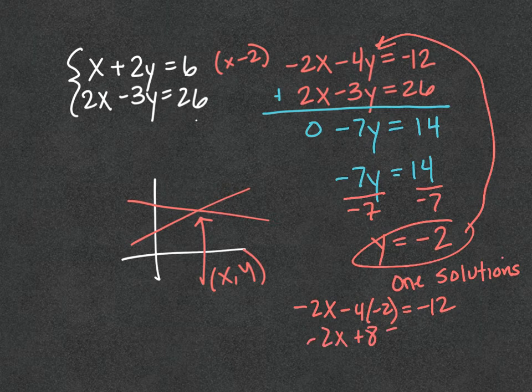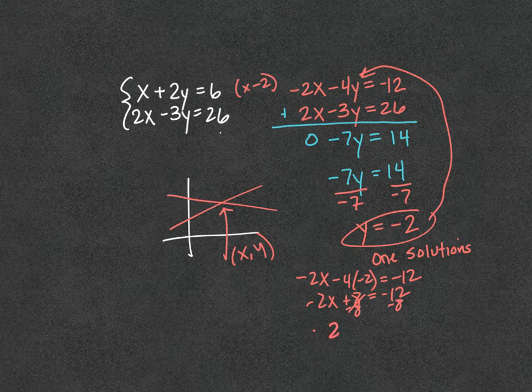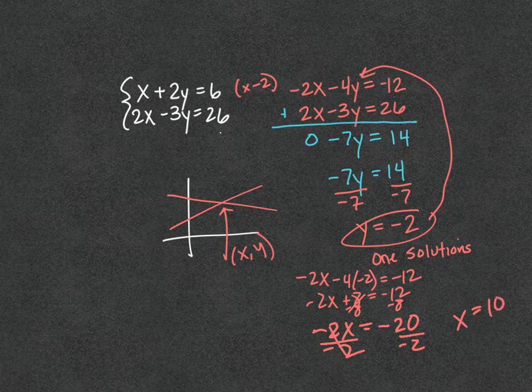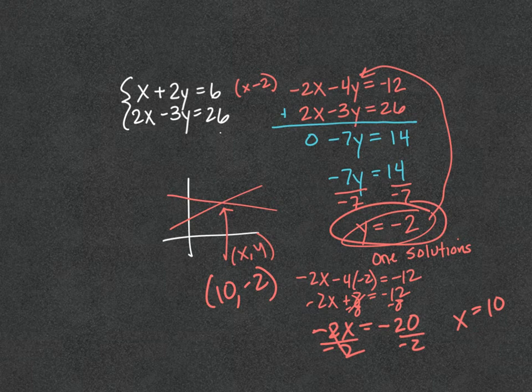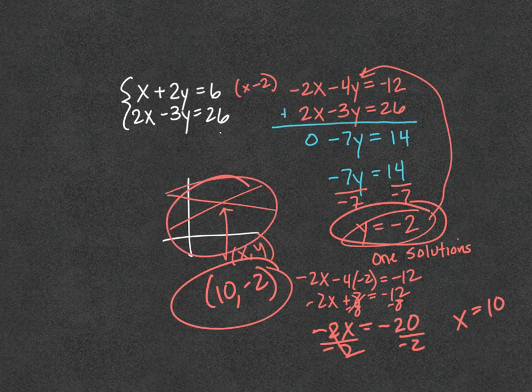Let me just bring these down. And then subtract 8 from both sides. That's going to be negative 2x equals negative 20. Divide by negative 2, divide by negative 2, x equals positive 10. So you would have 10, negative 2. So if you get down to the point where you have one solution, pop it back into one of the equations so you can find the x or the other coordinate. So that's my solution. That's the one solution, and that's the one point that they meet at.